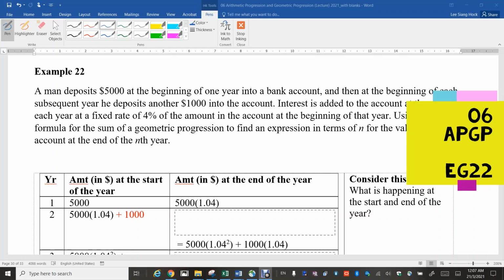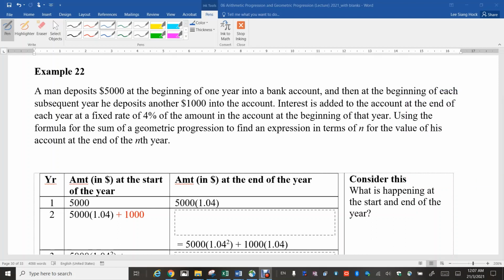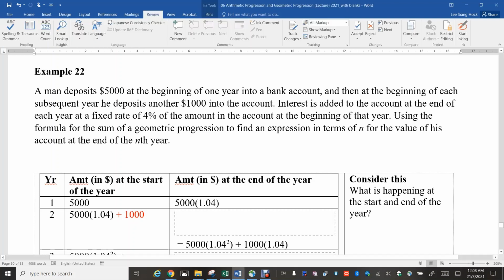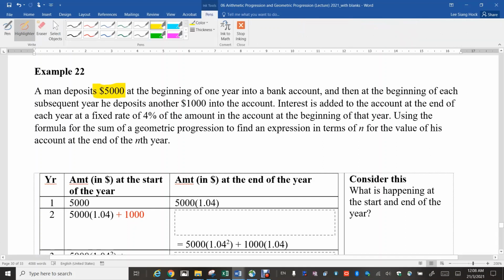In this example, we look at deposit and bank interest again. A man deposits $5,000 at the beginning of one year into a bank, and then at the beginning of each subsequent year, he deposits another $1,000 into the account. Interest is added at the end. Okay, let's try to highlight some of the information given. I start with $5,000, then he adds another $1,000 at the beginning of every subsequent year, right?